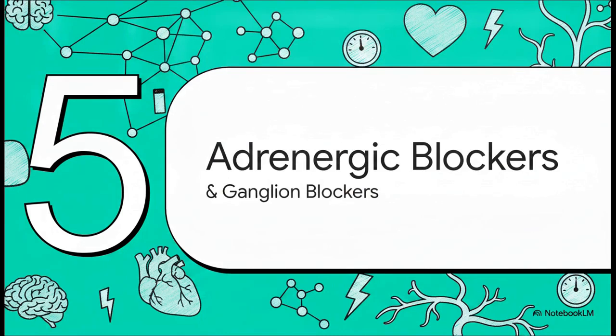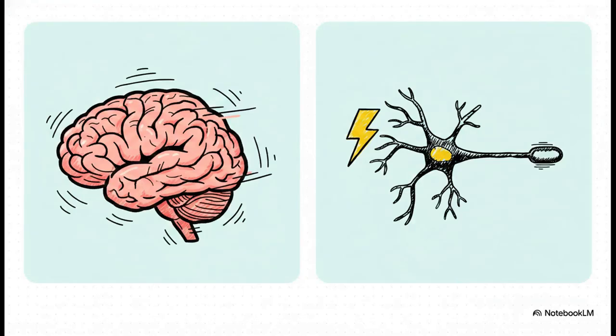Let's keep this momentum going. Section 5, Adrenergic and Ganglion Blockers. This section deals heavily with the nervous system's direct role in controlling blood pressure. Now, the Adrenergic Drugs class is incredibly dense, so let's clearly contrast the first two subclasses so they're easier to digest. On one side, we have centrally acting drugs.